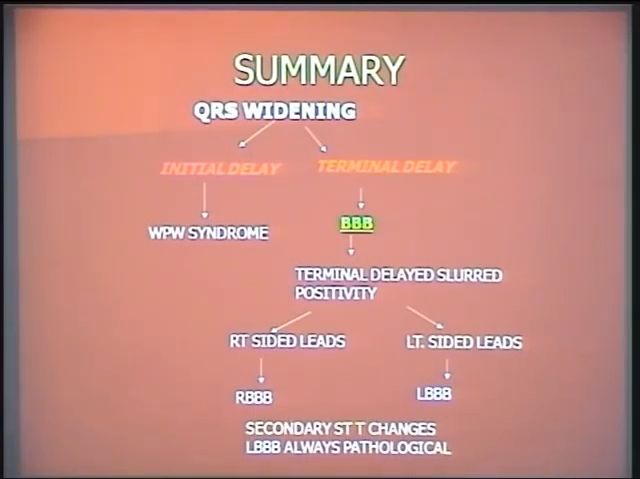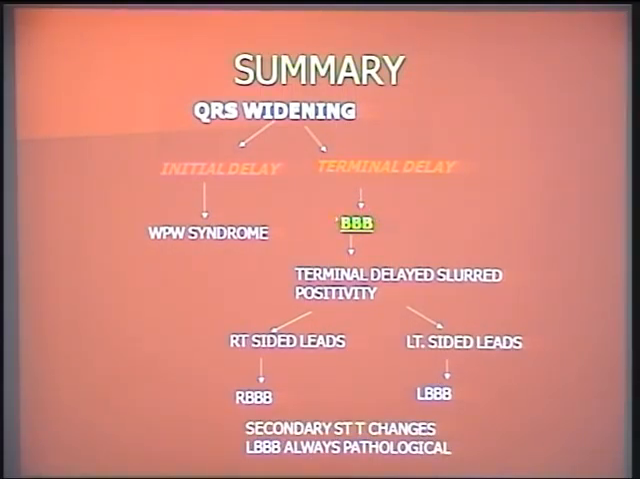So this is your summary of bundle branch block. In bundle branch block, the first thing is QRS widening more than 0.08 second. Once it is widened, look whether it is due to an initial delay or a terminal delay. If it is an initial delay, it is WPW or a pre-excitation syndrome. If it is a terminal delay, it is bundle branch block.